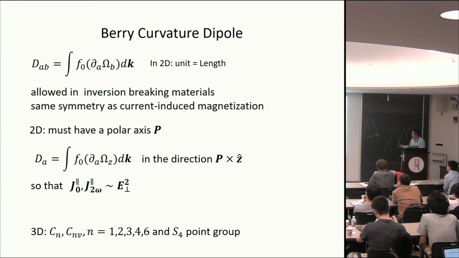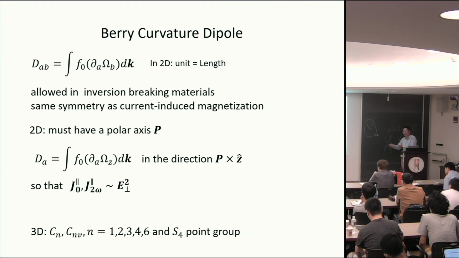So, if I look at 2D materials, to get this barrier curvature dipole, the system is required to have a preferred in-plane axis. So the material has to have a polar axis within the plane, and then applying an electric field transverse to the polar axis will give you both a DC current and a 2 omega current parallel to the polar axis.